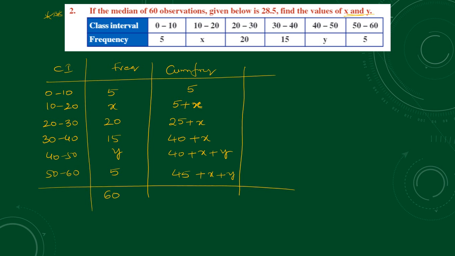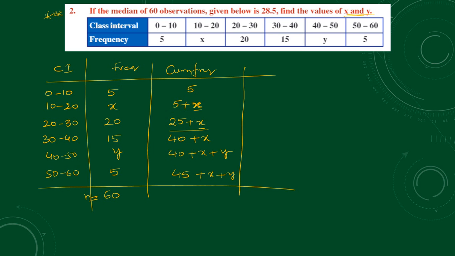Since these observations are 60, that means n is equal to 60 that he has given. Now the question is, how to find the value of n by 2? So n by 2 is 60 by 2, 30, but where will we get 30? Most of the students may think, where am I going to get 30? Maybe in 25 plus x, here I may get 30, because here it is 40 plus x, no? Or if x is greater than 25, then here itself I can get 30, right?